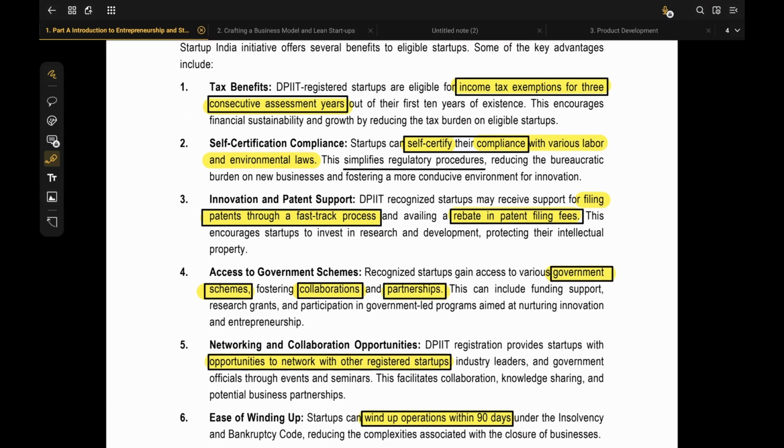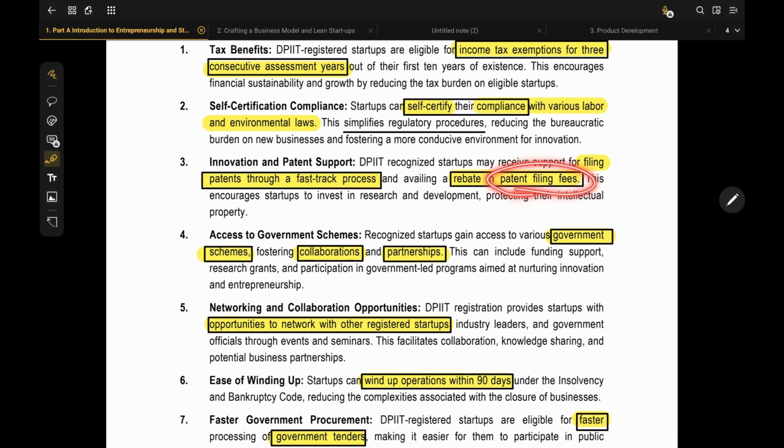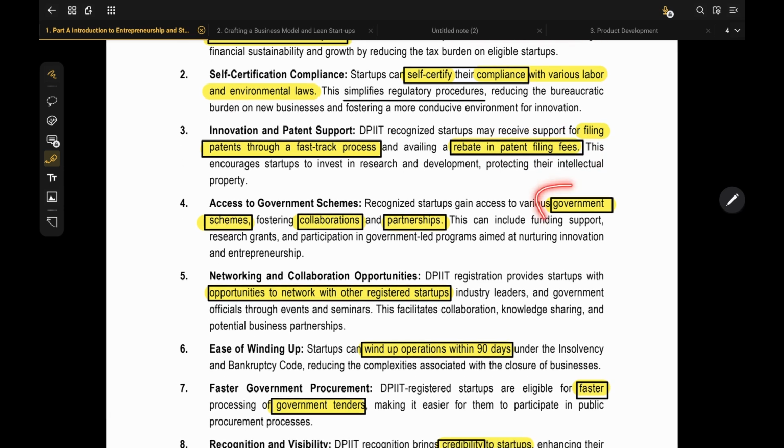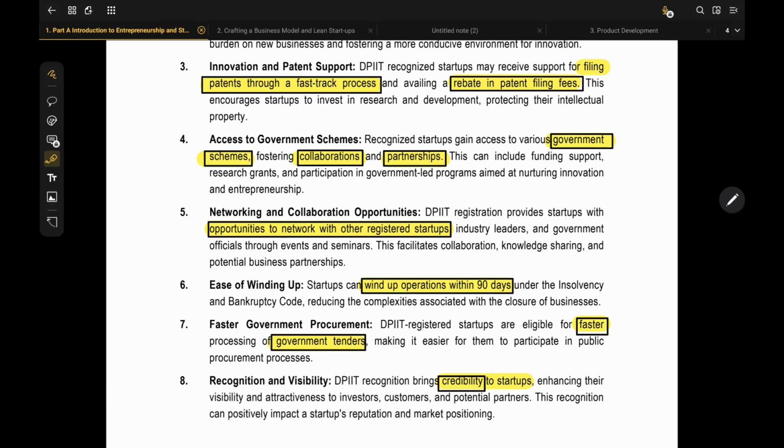And then innovation and patent support. If a startup registered under DPIIT applies for a patent, you can get it very easily compared to the normal process. It will go through a fast-track process when a startup files a patent. Patent filing fees also get a discount. And for government collaboration schemes, startups will get access. Network and collaboration opportunity: when you register with DPIIT, you can network with other startups who already registered with DPIIT.